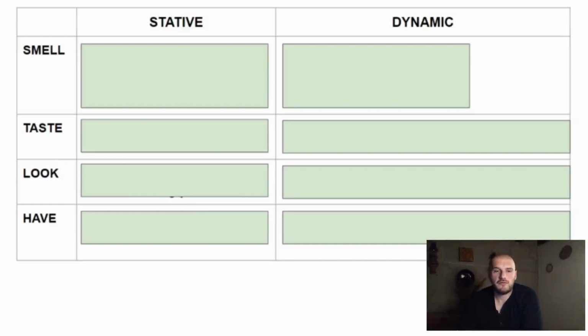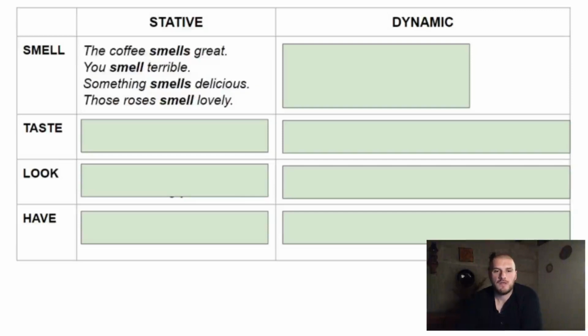I've included these 4 verbs because these 4 verbs can be stative or dynamic depending on the context. So for example, smell as a stative verb, we're talking about the smell of something, okay? So for example, the coffee smells great. You smell terrible. Something smells delicious, and those roses smell lovely. In all 4 examples here, smell is a stative verb. It's the state of the object that has an odor.